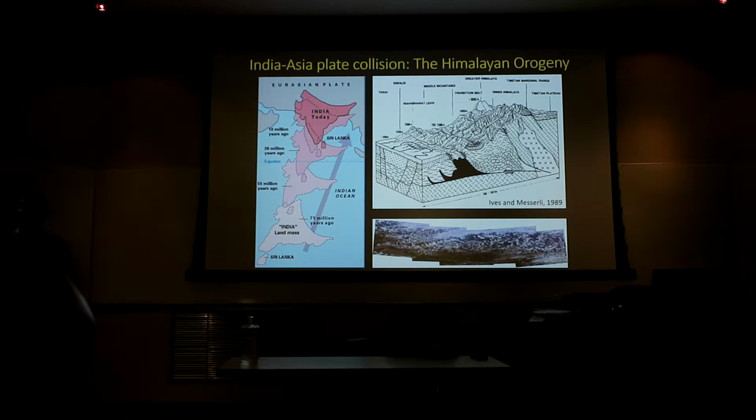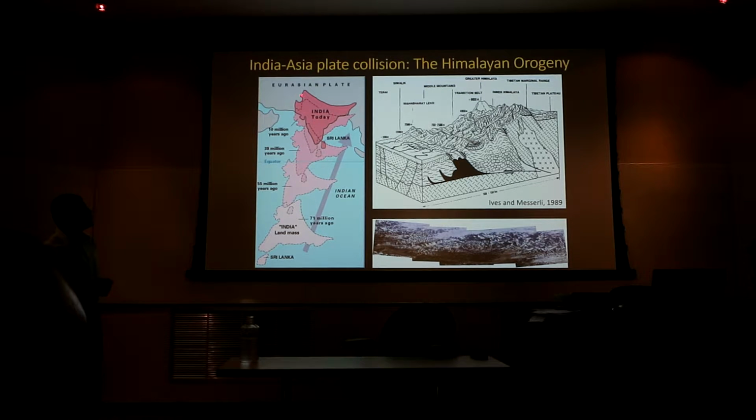So let's see what happened during the India-Asia collision. The Indian plate was going towards the Eurasian plate at a velocity of 15 centimeters per year. But right after the collision, the speed dropped down to 4 centimeters per year. Just by looking at the huge drop in speed, you can imagine how high the impact was. That impact squished up all the sediment that we had in the Tethyan Ocean in between these two plates, and that formed this orogenic belt.